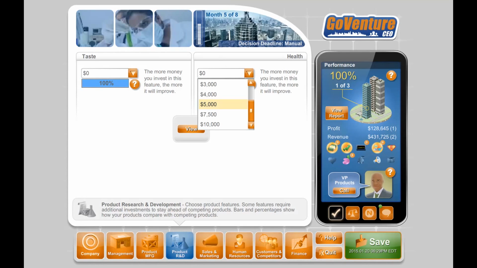As a manufacturer of sport drinks, you can invest up to $10,000 per period in taste R&D, or health R&D, or both. However, investing in R&D increases your costs, and so you may need to increase the retail price of your sports drink to recover those costs.